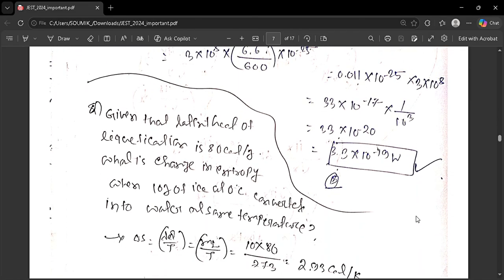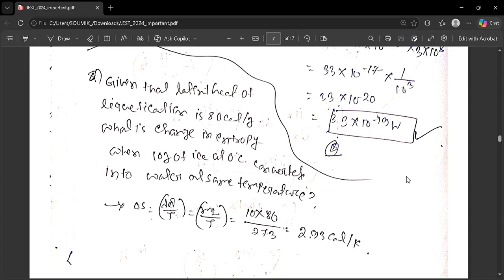Then the next question: given that the latent heat of liquefaction is 80 calorie per gram, what is the change in entropy when 10 gram of ice at 0 degree Celsius is converted into water at the same temperature? Okay, so this is a first order phase transition. Latent heat is 80 calorie per gram. So delta S is equal to dQ by T, and as the temperature is fixed but the state is changing, it is mL by T. So from this equation I can get this result.